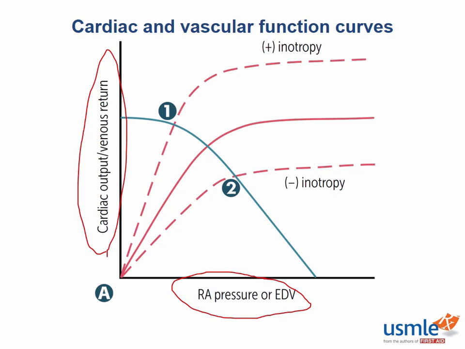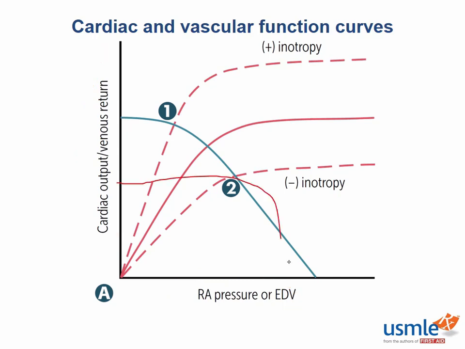But the key thing is that the right atrial pressure corresponds to the venous return on the y-axis, and the end diastolic volume corresponds to the cardiac output on the y-axis. So you can see that these two sort of connect with each other, and that's how I brought this concept together, that they're related to each other, and we'll see how that makes more sense as we continue understanding the graph.